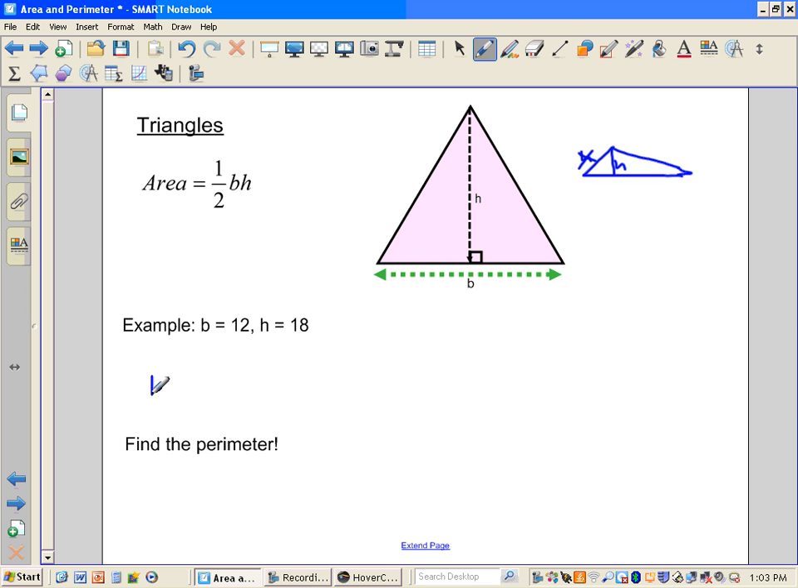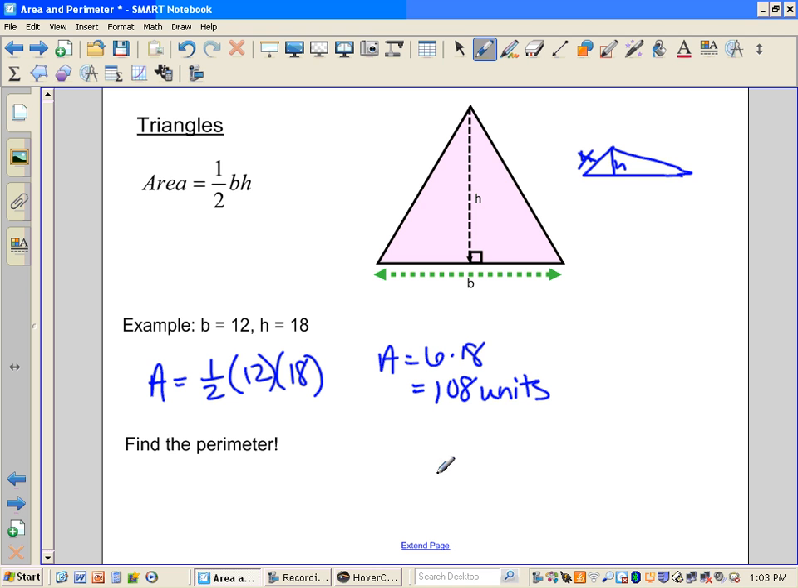In this example, the area of this triangle is 1/2 the base of 12 times the height of 18. Half of 12 is 6 times 18. I'm going to have to do that one on the calculator. 6 times 18 is 108 units squared, because it's area.